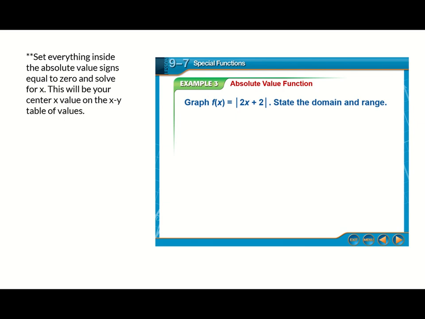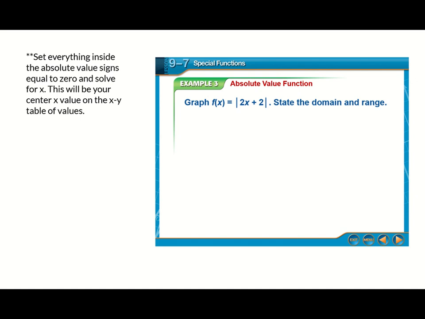So now I'm going to show you how to graph an absolute value graph. We're graphing f of x equals absolute value of 2x plus 2 and then stating the domain and range. Well, you know that absolute value is the distance away from 0, so it cannot be negative. What's inside the absolute value can be negative, but the result cannot equal a negative number. So the first thing you're going to do is set everything inside the absolute value signs equal to 0 and then solve for x.